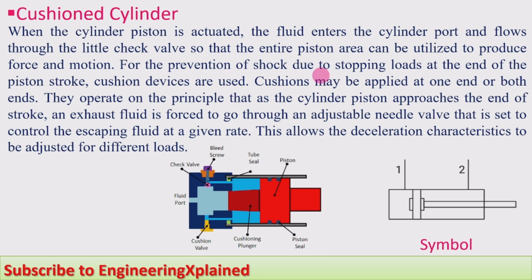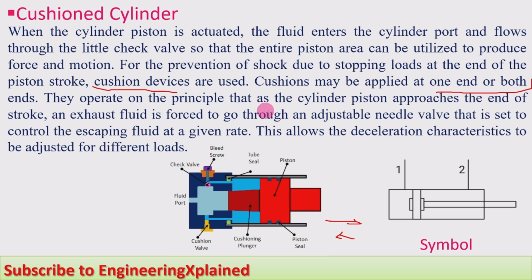For the prevention of shock due to stopping loads at the end of the piston stroke, either during extension or during retraction, cushion devices are used. Cushion devices we are going to use for those cylinders. Cushions may be applied at one end or both ends.